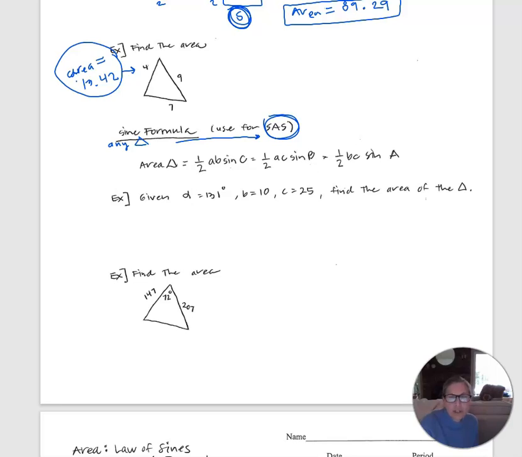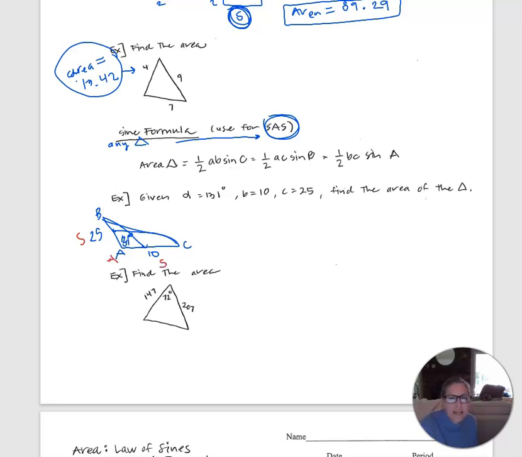One thing I want to make sure you're doing is that you're drawing your picture. So okay, one angle is 131, so that's an obtuse angle, so I'm going to make this look like that. All right, alpha is 131 degrees. There's alpha. Let's just pretend like this is angle B, this is angle A, and this is angle C. So side B is opposite angle B, and C is opposite angle C, so 25 would be here.